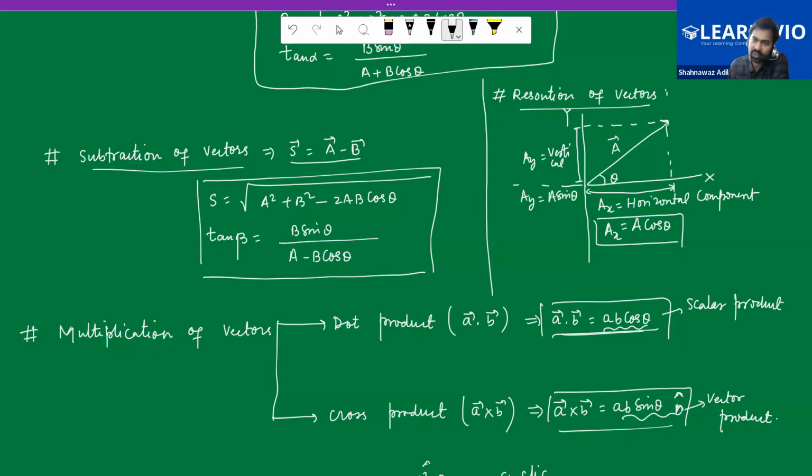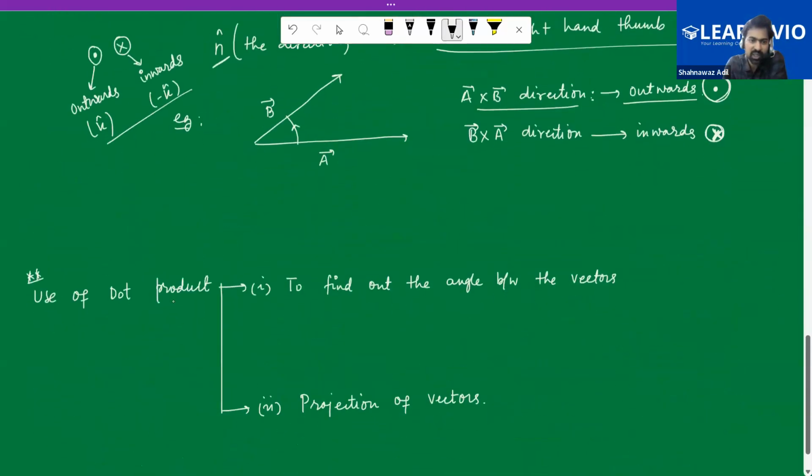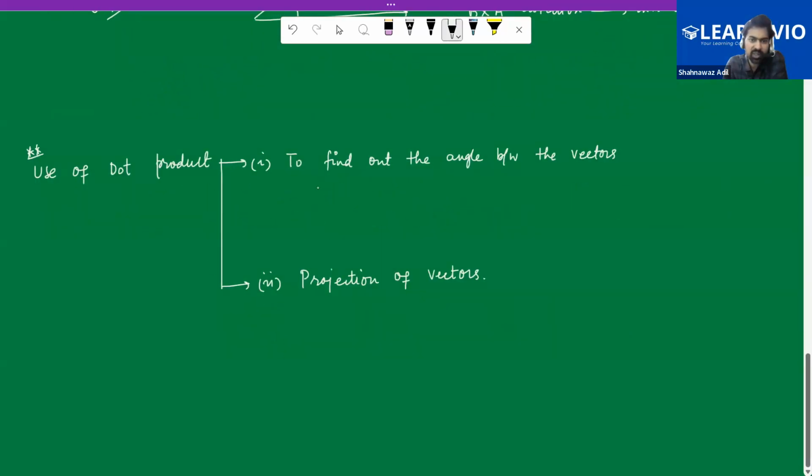Good. So these are the crucial things that we have. This part was A sin theta. We have to always remember that the component making the angle theta would be the cos component, and whatever is the perpendicular part would be the sin component. So this is resolution of vectors, subtraction, multiplication, and then the use of dot product, which was to find the angle between the vectors and the projection of the vectors.